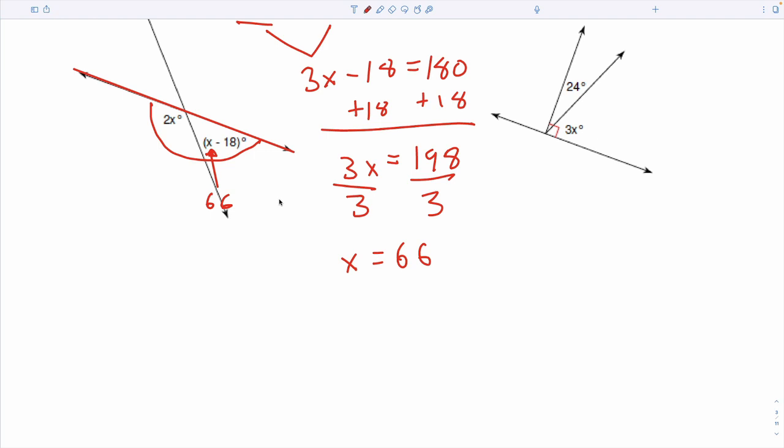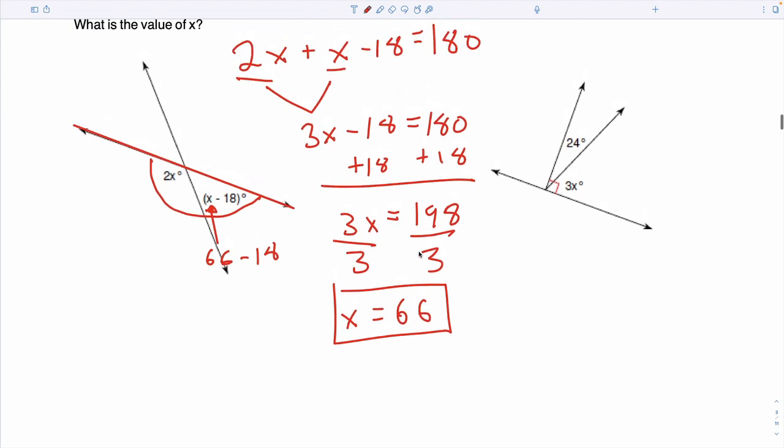TJ, is 66 going to be degrees or is it something else? It's going to be something else, because you plug it in for x, you cannot find the degrees yet. You'd have to subtract 18 by 66 to find the degrees. If you're solving for x and you have something attached to it, you can't say degrees, just put x equals 66 and move on with your lives.